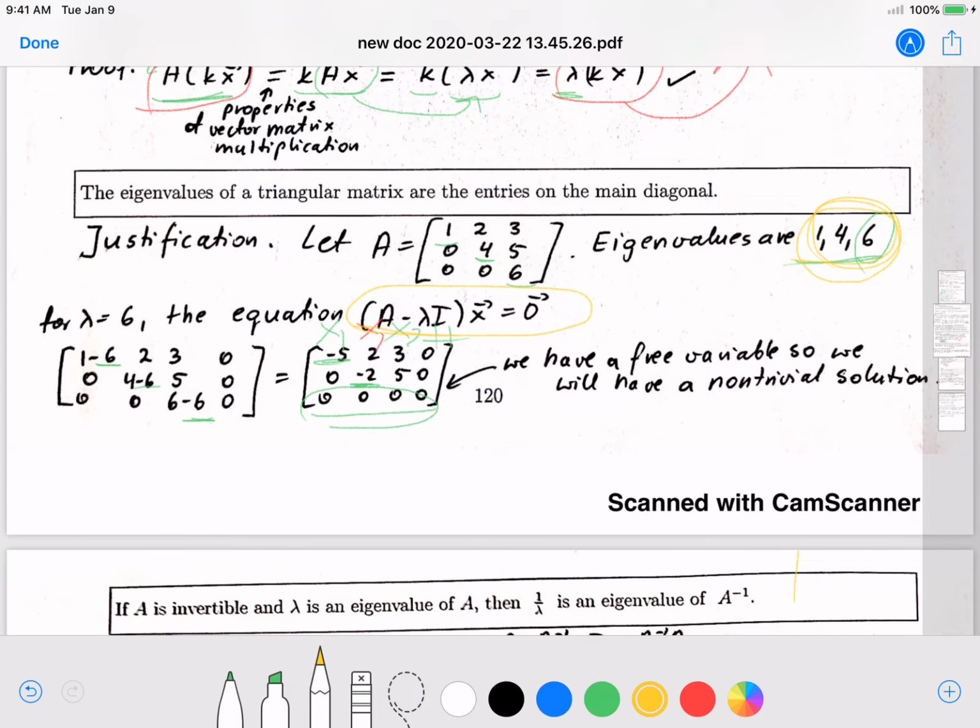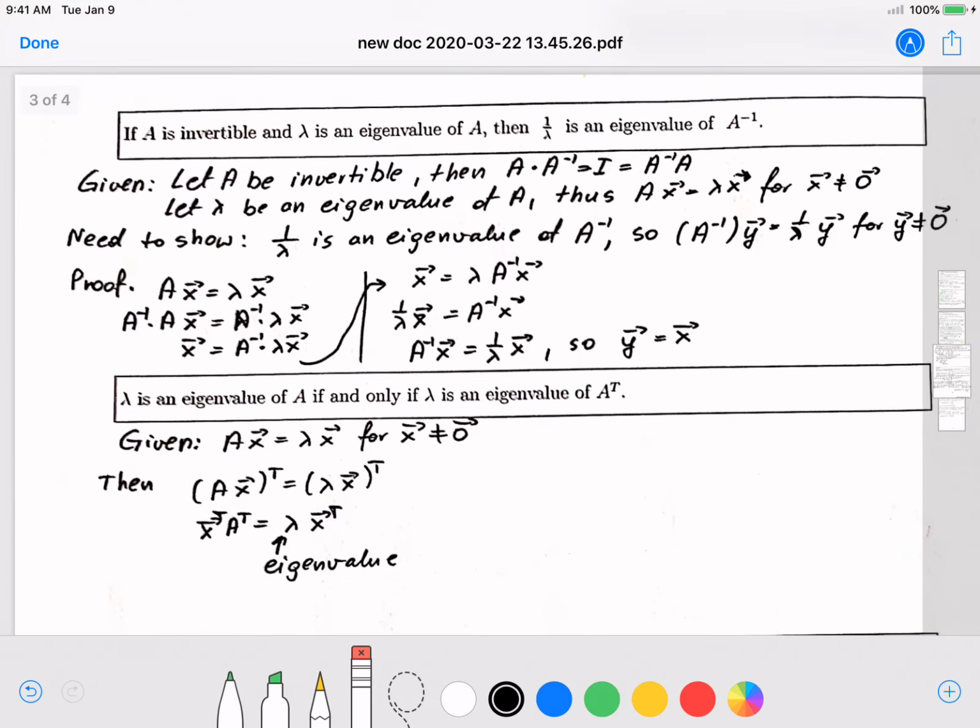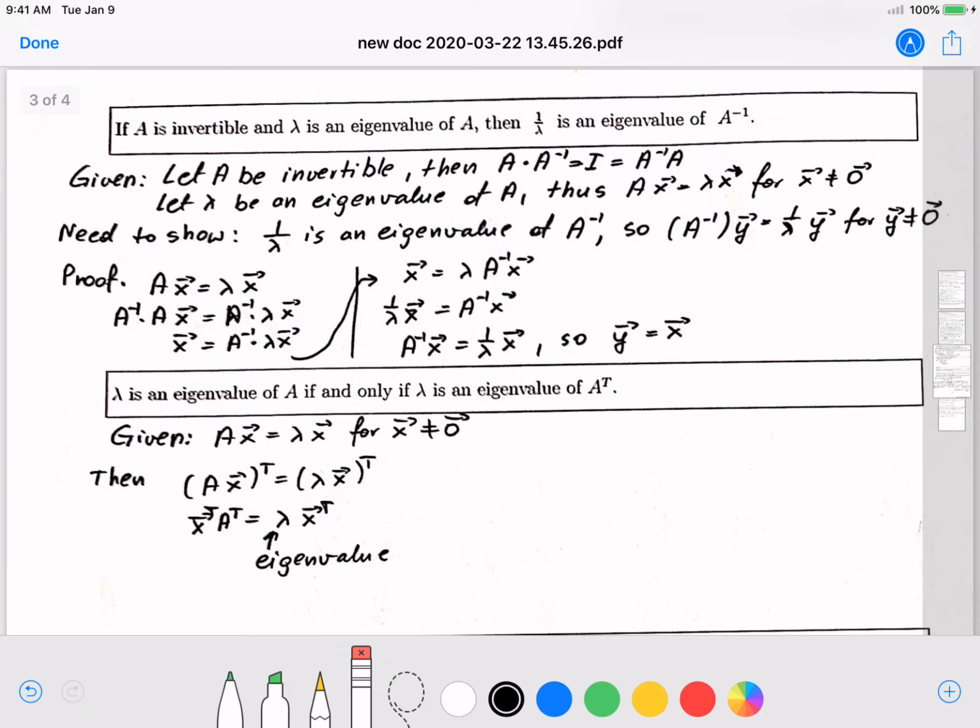Now let's see the next example. If A is an invertible matrix and lambda is an eigenvalue of A, we would like to show that 1 over lambda is an eigenvalue of A inverse. Given this matrix is invertible, what does that mean? That means that A times A inverse is identity, and A inverse times A is also identity. And let lambda be an eigenvalue of A. What does that mean? That A times x is equal to lambda x for a non-zero vector x.